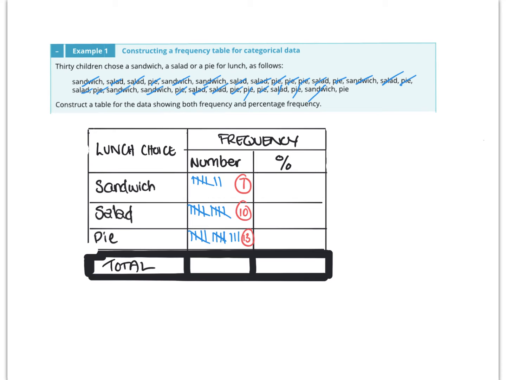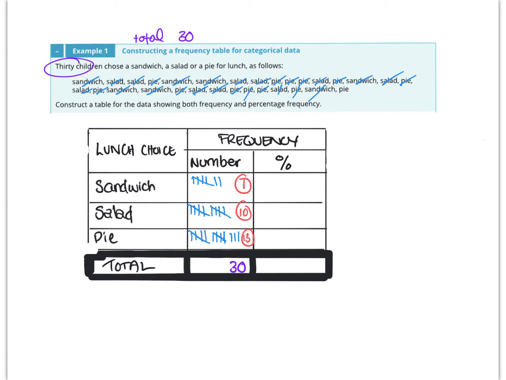Just in the blue, I did the tally so it was easier and I could cross them off. Now, the thing to look out for is that we know there's a total of 30 children. So when we add up here, we should make sure that we see 30. So 7 plus 10 plus 13 is 30. So that's good. We know we haven't missed one.